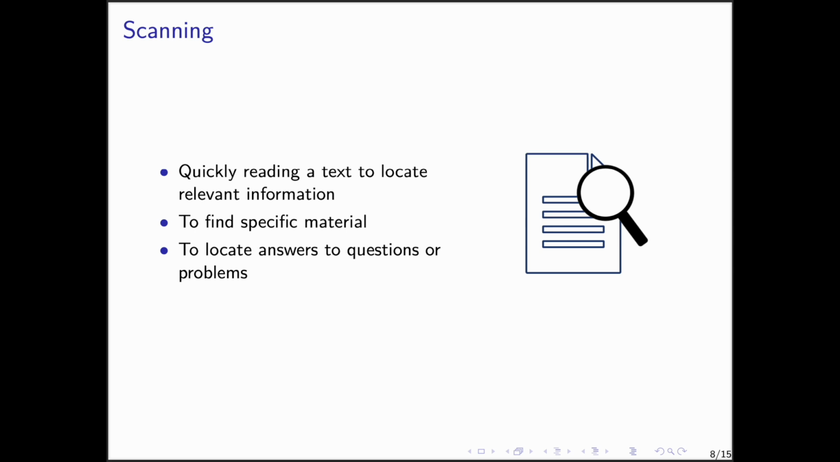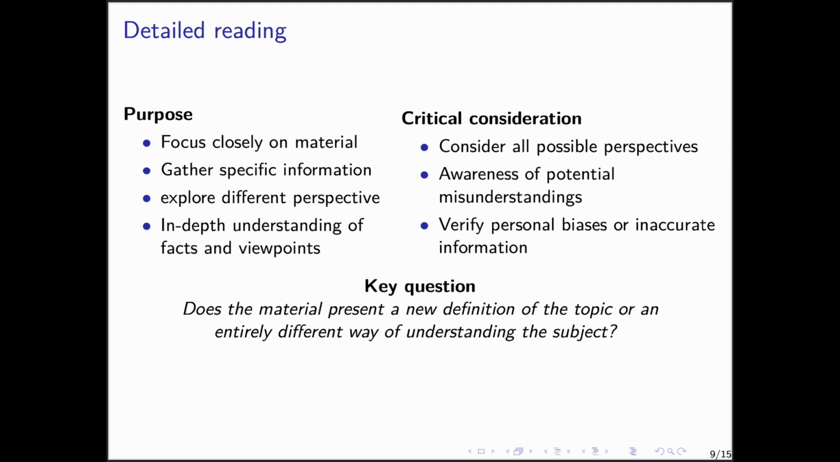After pre-reading, skimming, and scanning, we move to detailed reading. This is when you slow down and read carefully to understand arguments, facts, and viewpoints in depth. You consider different perspectives and identify the author's message and purpose. Ask yourself, does this text offer a new definition or perspective? Are there biases or possible misunderstandings? Detailed reading helps you build strong comprehension and critical thinking skills.